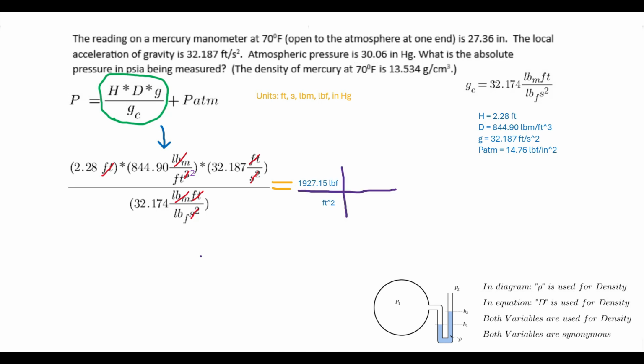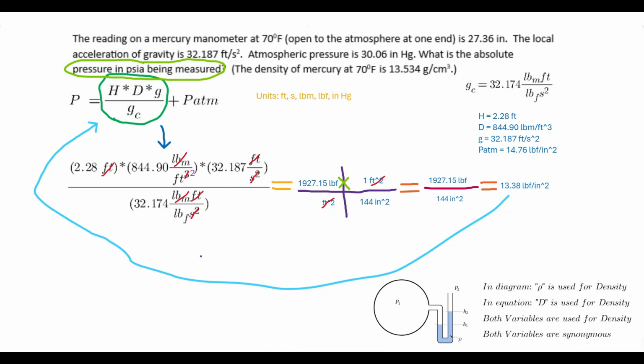Use dimensional analysis to get units of pound force per square inch. 1 foot equals 12 inches. Square both of these values, which yields 1 square foot equals 144 square inches. Square foot units cancel each other out. The top values multiplied together yield 1927.15 pound force. This value divided by the remaining bottom value of 144 square inches equals 13.38 pound force per square inch. This is the wanted units of psia.